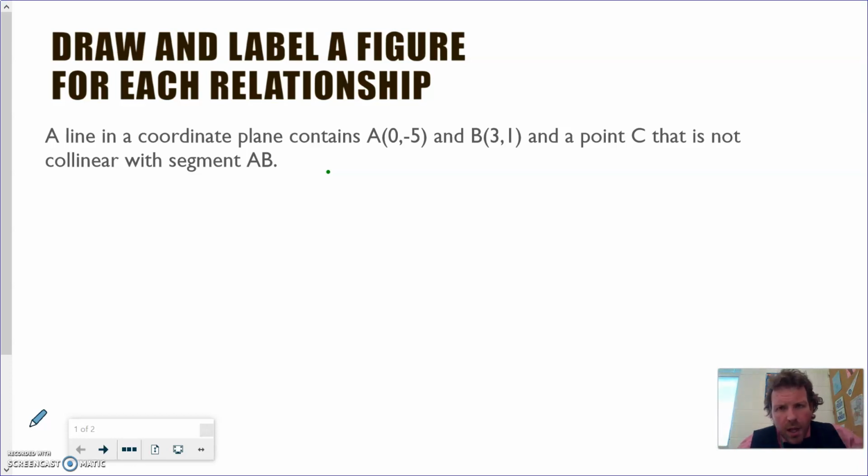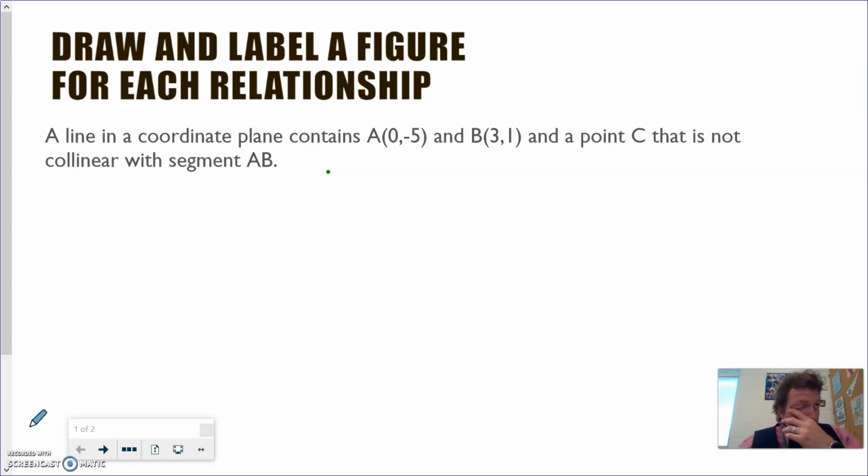Anyways, today we're going to do a little bit of questions about points, lines, and planes, but we're going to direct them towards drawing and labeling figures, okay? So we're going to do two problems. Our first problem is a line in a coordinate plane containing point A (0, -5) and B (3, 1), and a point C that is not collinear with segment AB.